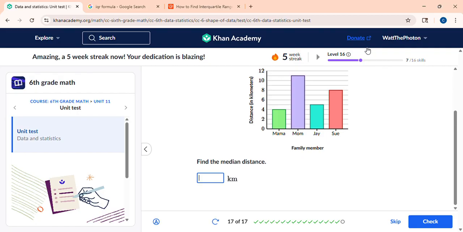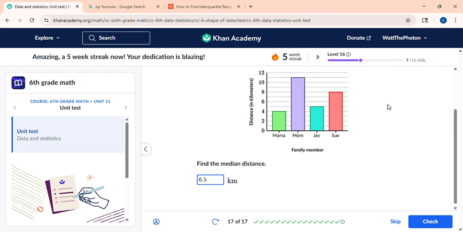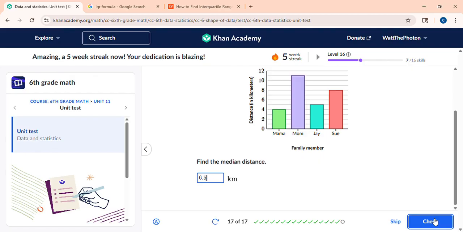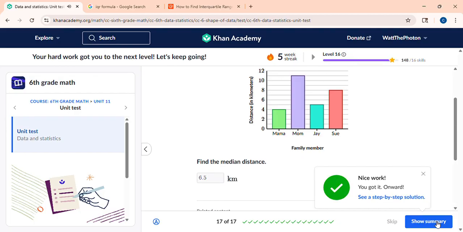Mom's at 11. So 8 plus 5 is equal to 13 divided by 2. You get 6.5. We'll find the median. Right, so we have distance between 5 and 8. 13, 6.5.